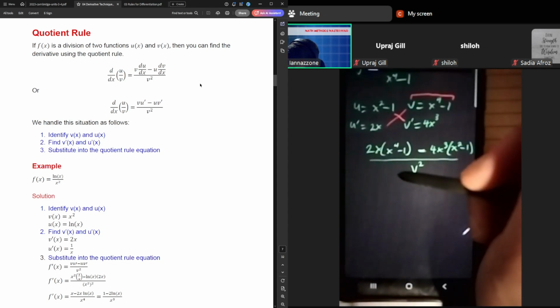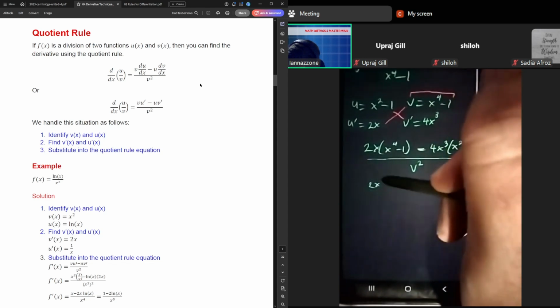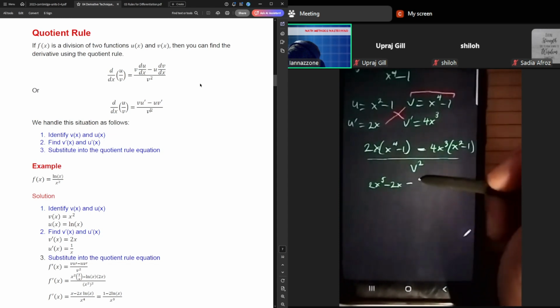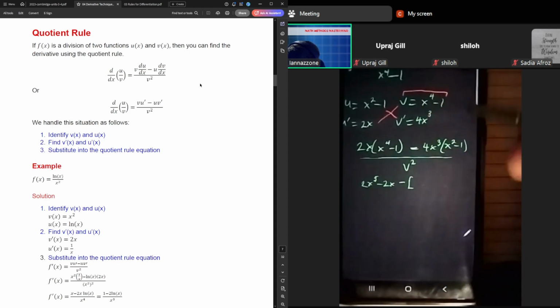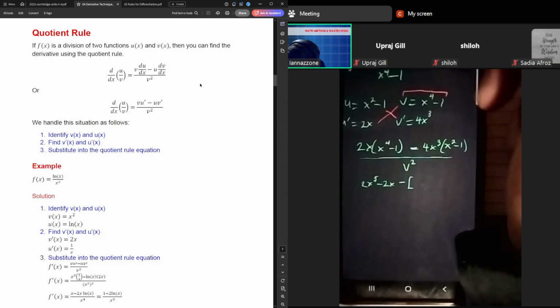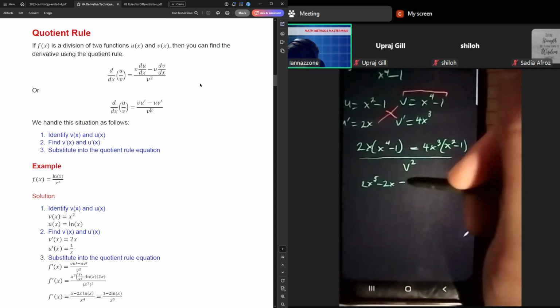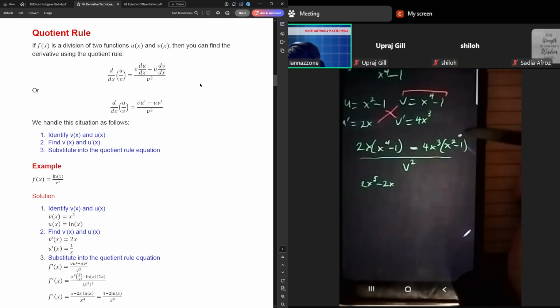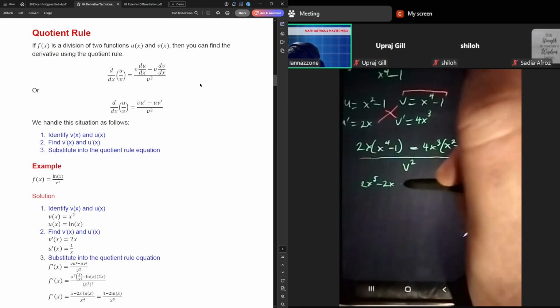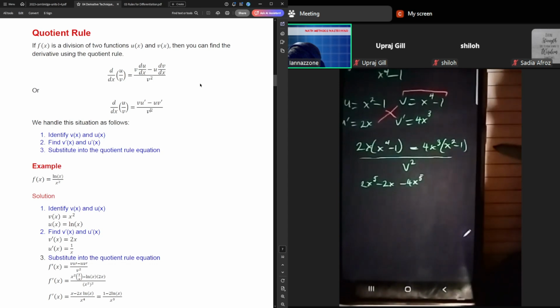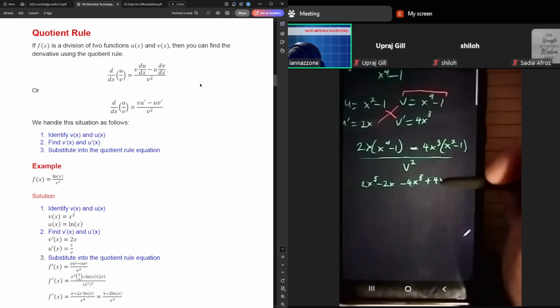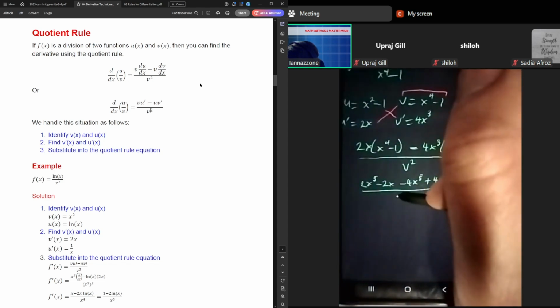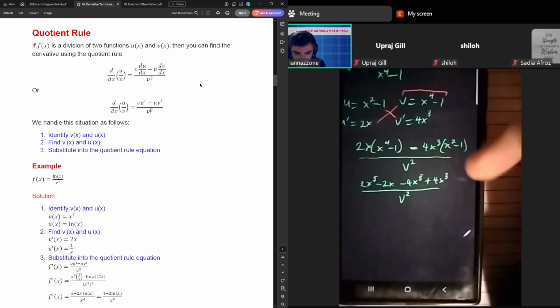So 2x into x to the power 4 gives us 2x to the 5 minus 2x, minus, now, use big brackets here, well, maybe not actually. Yeah, maybe don't use big brackets. Minus 4x cubed and x squared make minus 4x to the 5, and then minus 4x cubed, they cancel down to positive 4x cubed, once again all over v squared.